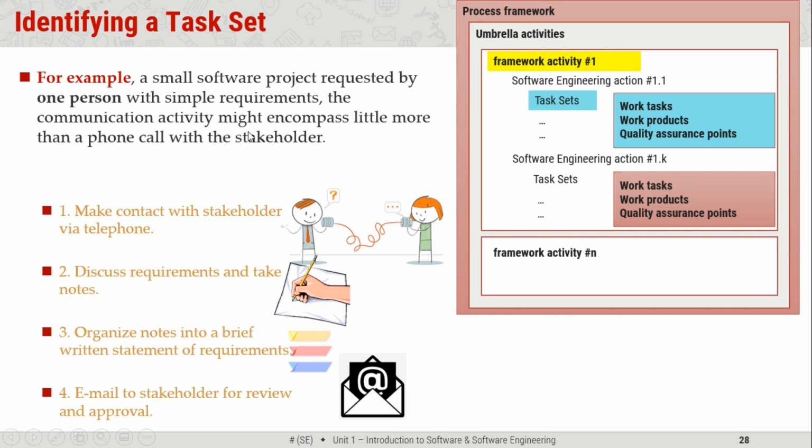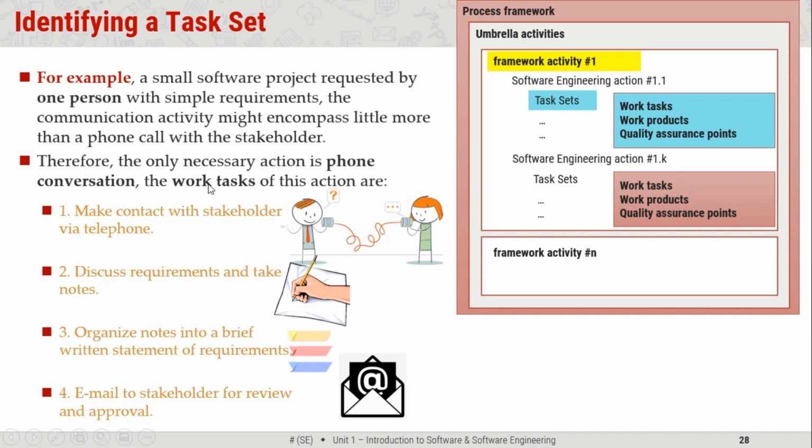The communication activity might encompass little more than a phone call with the stakeholder. Now suppose there is only one customer and his or her requirement is very simple. Suppose he just wants a particular software which is just a calculator. In that case, there is no need to arrange any proper meeting or any bigger thing. Instead, communication could be performed on a telephone call. So the only necessary action is a phone conversation.